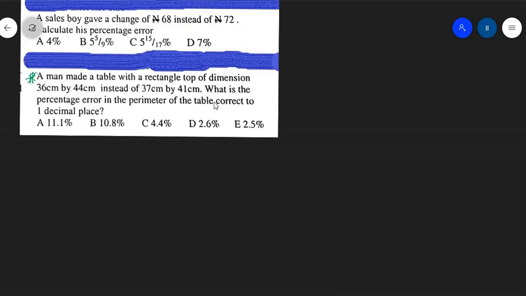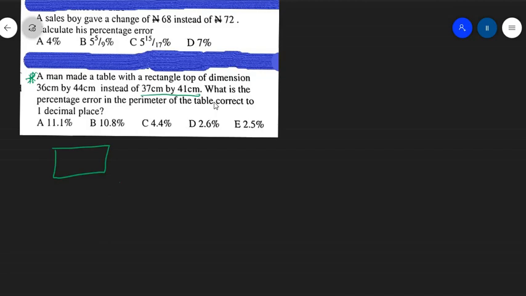A man made a rectangular table with a rectangular top of dimension this instead of this. So this is the correct value instead of this. If this is the correct value, you're going to have a deviation between these two. Now, what's the percentage error in the perimeter of the table? The table is a rectangular shape.